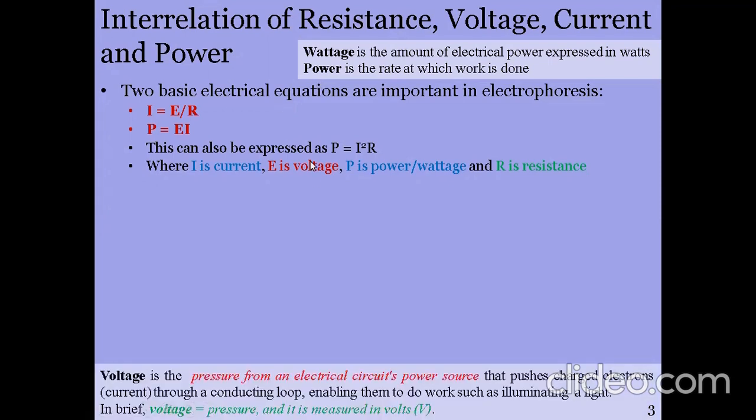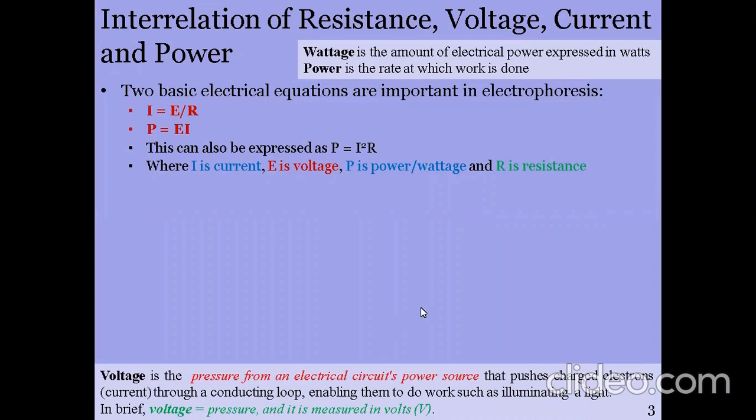And voltage, this E is voltage. Voltage is the pressure of an electric circuit power source that pushes the charged electrons through a circuit loop, enabling them to work, such as illuminating a light. So voltage is the pressure of the electric circuit. In brief, voltage is equal to pressure, and it is measured in volts.